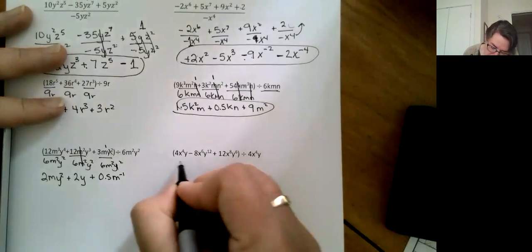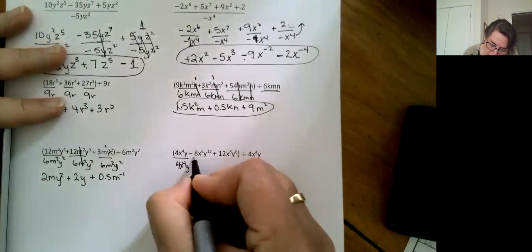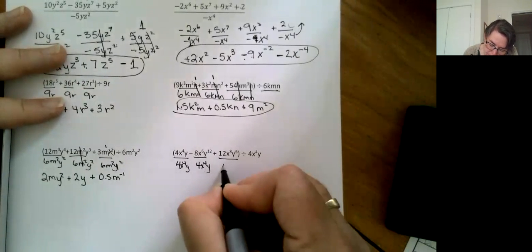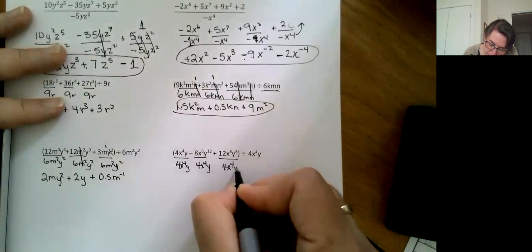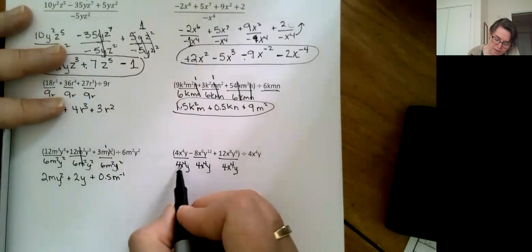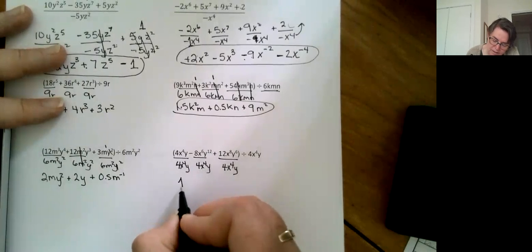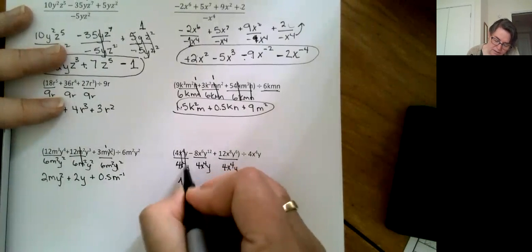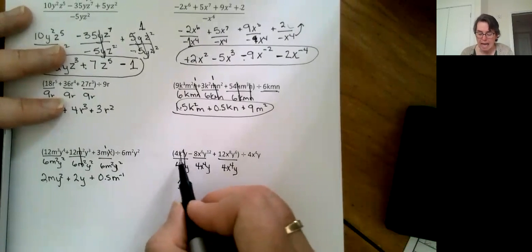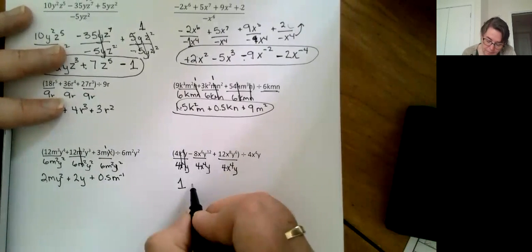All right, last one. 4x to the 4th y, 4x. All right, check it out. 4 divided by 4 is going to be 1. And then those cancel and those cancel. It's one of those where you're dividing by the exact same thing, so you get 1.